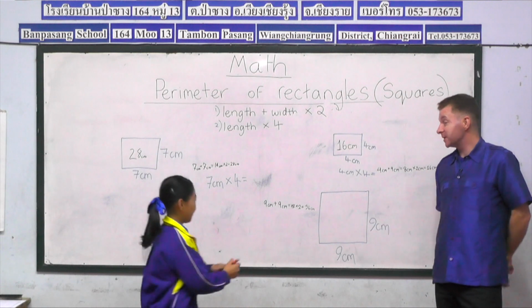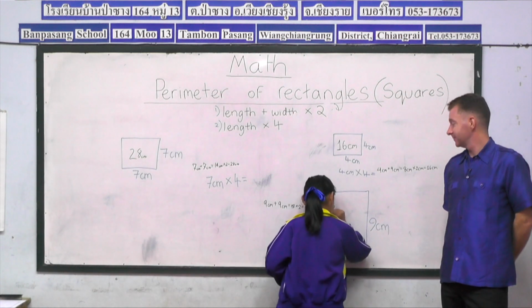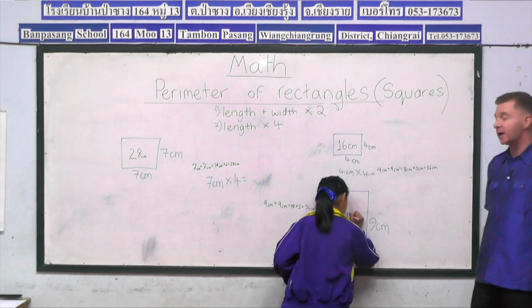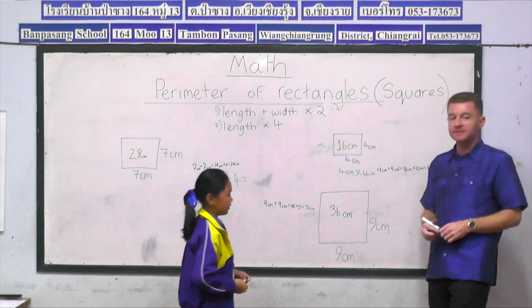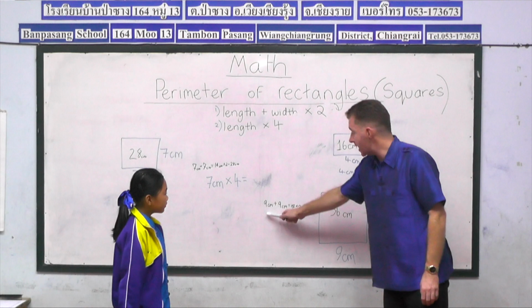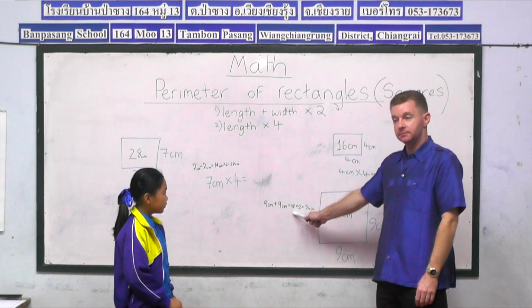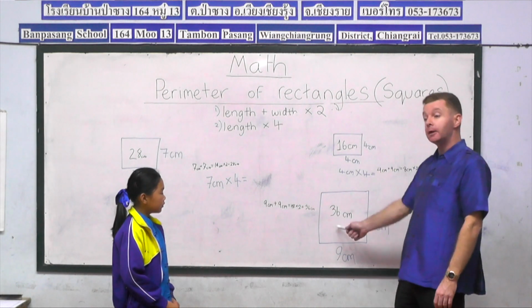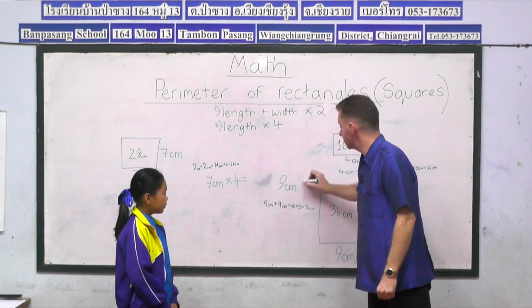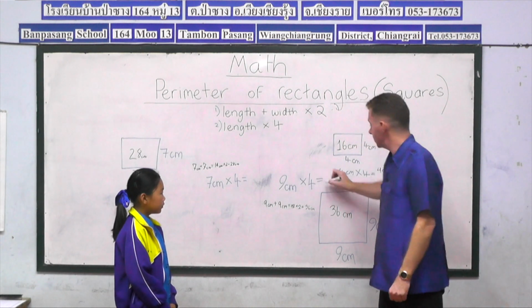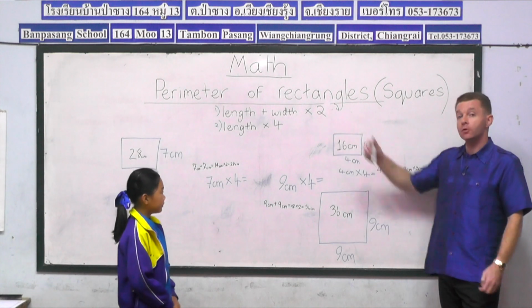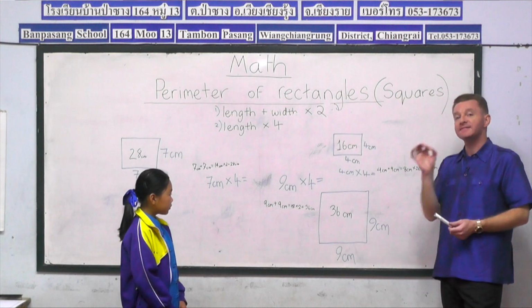Can you write inside for me? 36 centimeters. Always remembering what unit we're using. We'll use centimeters to keep it simple. So, okay, Nadia has perfectly worked out the answer. 9 plus 9 equals 18. 18 times 2 equals 36. Or we could have gone 9 centimeters times 4 equals 36 centimeters. Using method 1 or method 2, we'll always get the same answer.